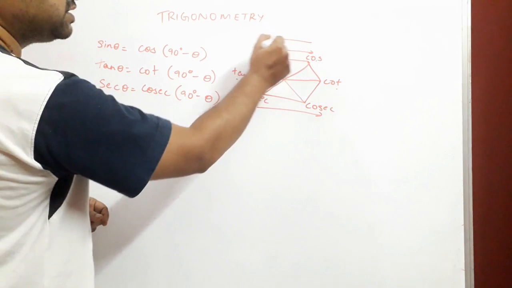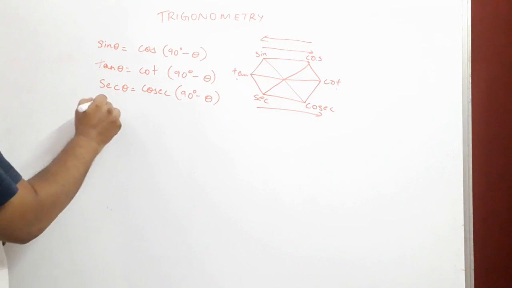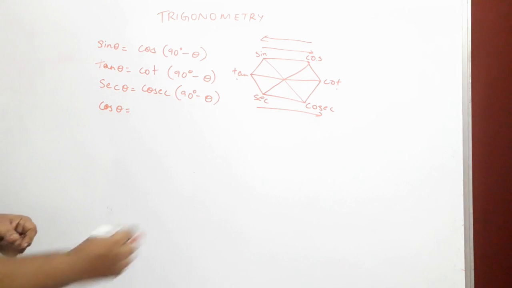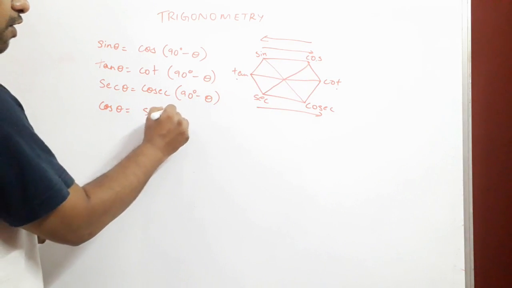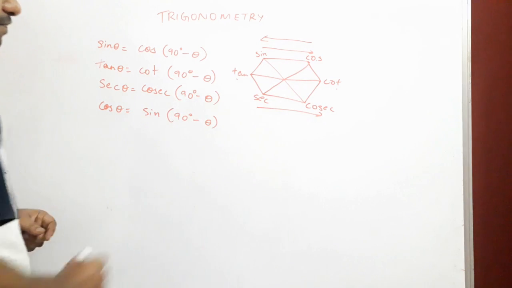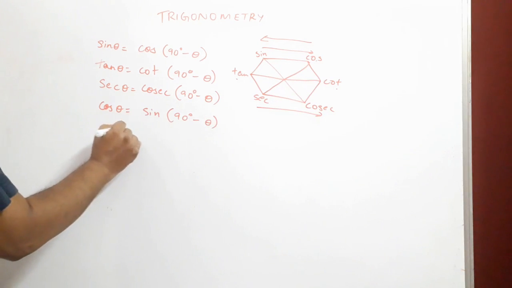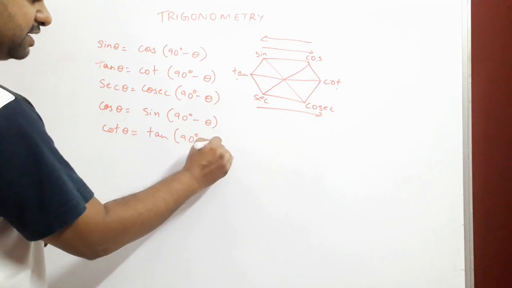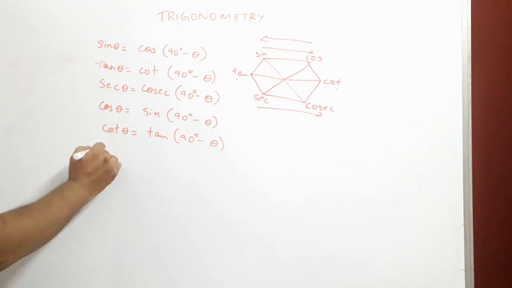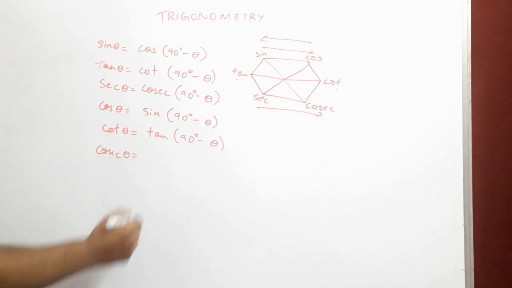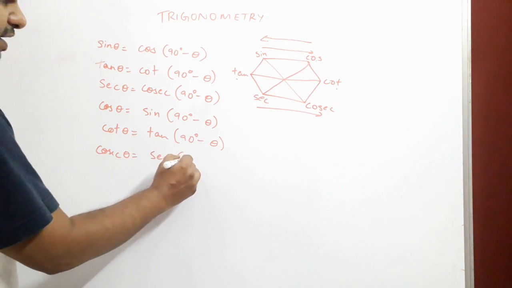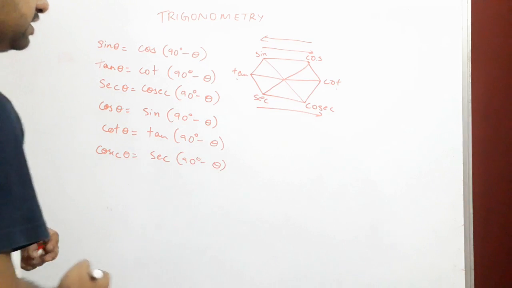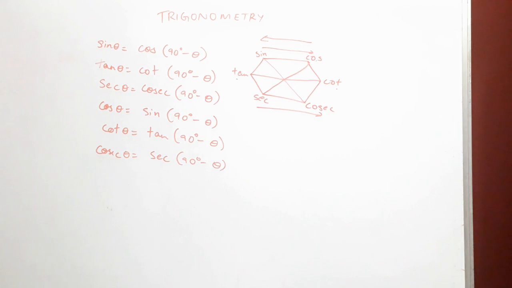If we go in the reverse fashion, the same thing will happen. So here we can find out cos theta, and cos theta will be sine of 90 degrees minus theta. Similarly cot theta will be tan of 90 degrees minus theta. And then we have cosec theta. By now you would know how we will get cosec theta, which would be sec of 90 degrees minus theta. In this way we get 6 formulas which allow us to solve complementary angle problems in trigonometry.